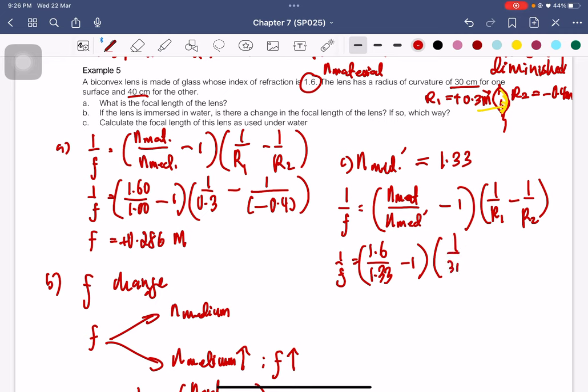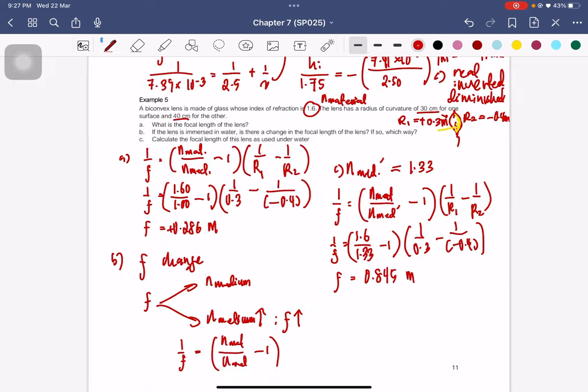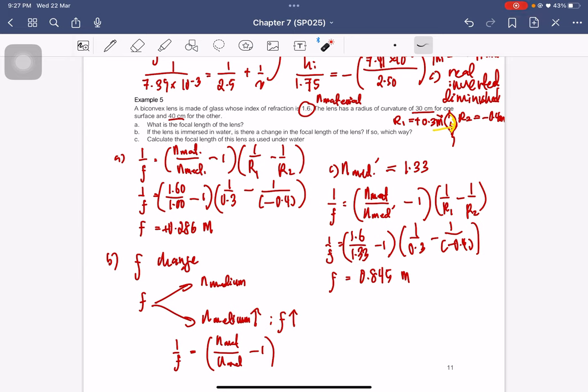This is 1 over 30, meter. We are going to use meter. Okay, so you will get the focal length to be equal to 0.845 meter. Okay, so that is the focal length. As you can see, the focal length does change when the lens is used underwater. So the focal length is much greater than when the medium is air.